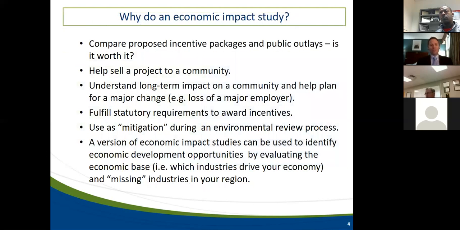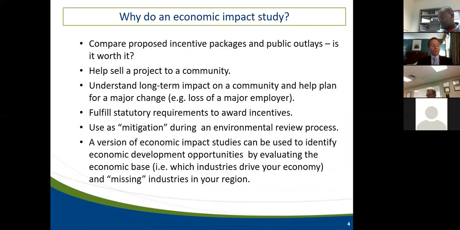Here is why you might do an economic impact study. There are a bunch of different reasons. Over my career I have done multiple projects under each of these categories, and some of them overlap a little, but they're important to understand. One of them is you have a deal and someone is asking for an incentive, and the community has to give something up. And you say, what are we getting for what we are giving up, right? That's an economic impact study result that you can use for that discussion.